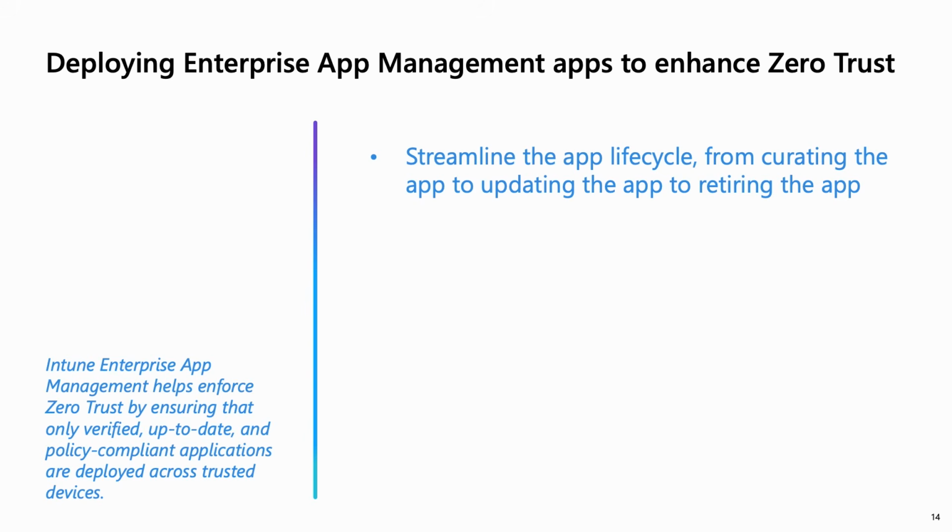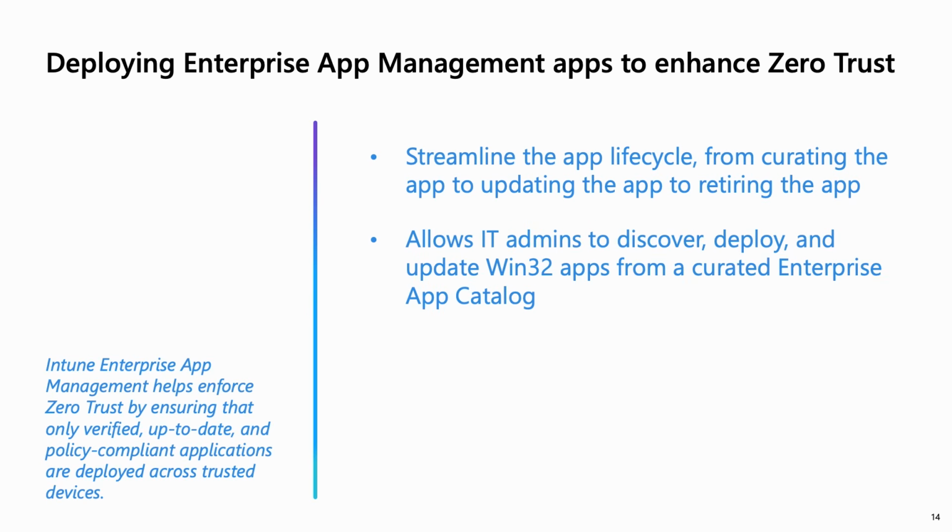And really, when I say EAM can streamline the entire lifecycle, EAM assists admins with discovery, deployment, updating of Win32 applications from a curated enterprise app catalog, which includes a collection of over 1,000 Microsoft and third-party products. And that catalog continues to grow. And when an update is available for any of the catalog apps, we'll alert you and help you to update the apps on the endpoint with a few simple clicks. Let me show you what that looks like.